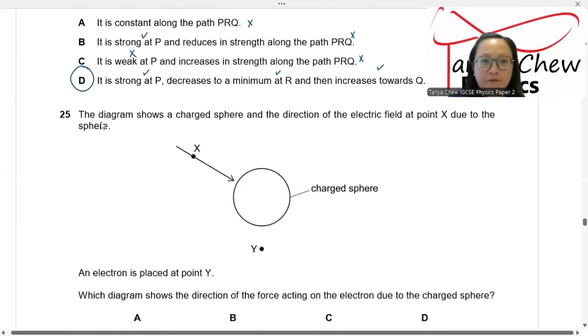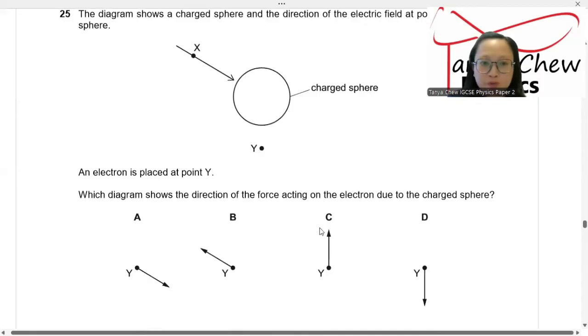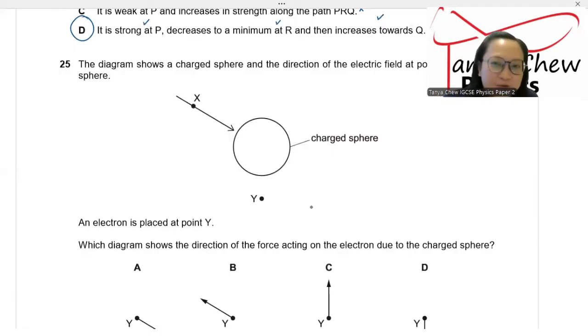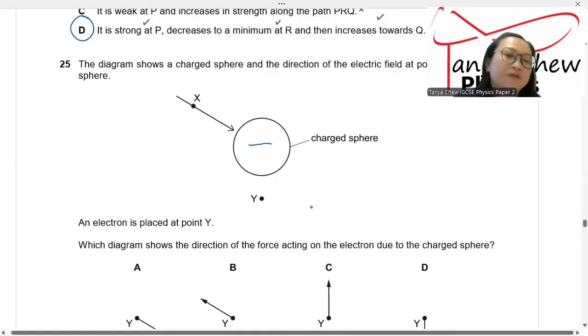Question number 25. The diagram shows the direction of the electric field at point X due to a charged sphere. An electron is placed at point Y. Which diagram shows the direction of the force acting on the electron due to the charged sphere? You see, this arrow shows the electric field, right, acting on the charged sphere, which is inward. So this charged sphere is actually negatively charged.